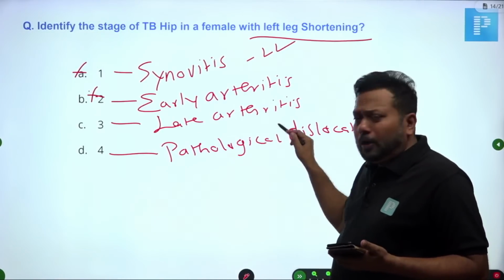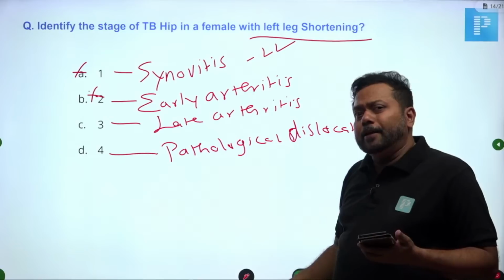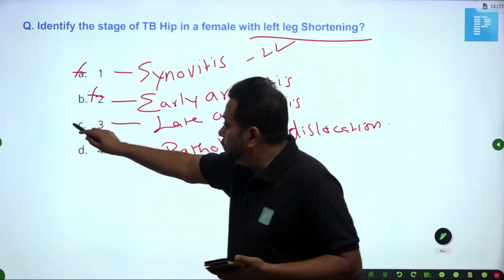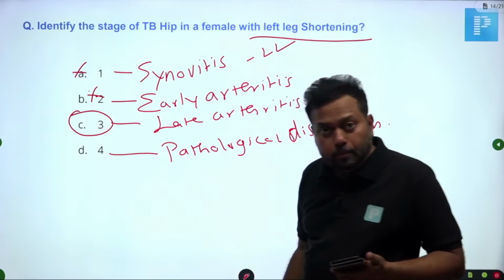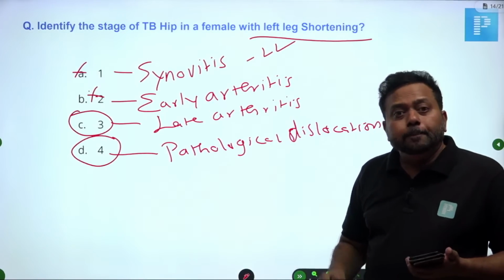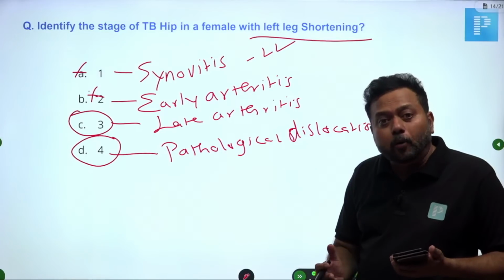In the stage of late arthritis, the joint is totally damaged. The patient has flexion, abduction, internal rotation with true shortening. So this is the right answer. Stage 4 is the stage of pathological dislocation. In pathological dislocation, what happens?